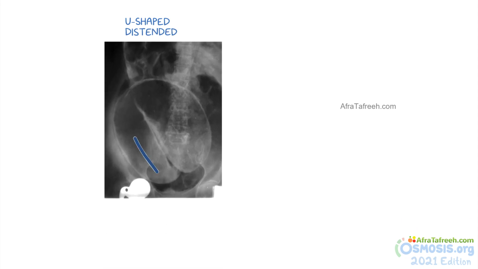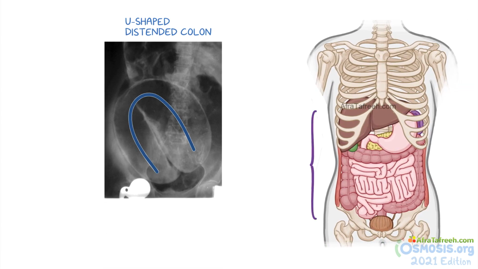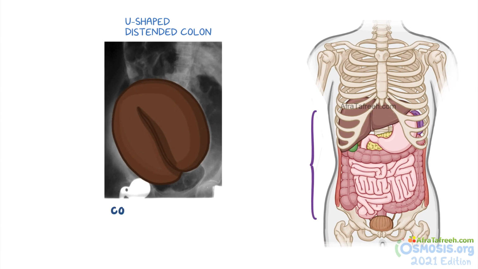Now, on an X-ray, you can see a U-shaped distended sigmoid colon seen as a collection of gas, which can extend anywhere from the pelvis to the upper abdomen. If you look closely, this kind of looks like a coffee bean, which is why it's also called the coffee bean sign.